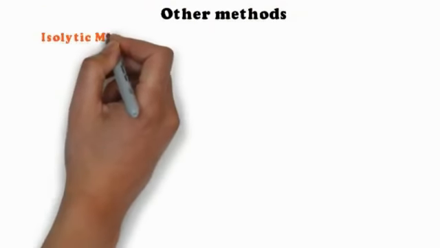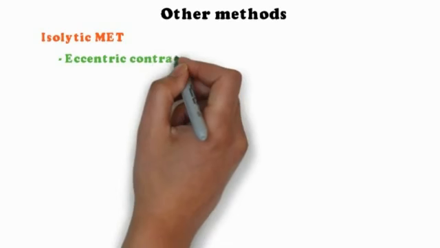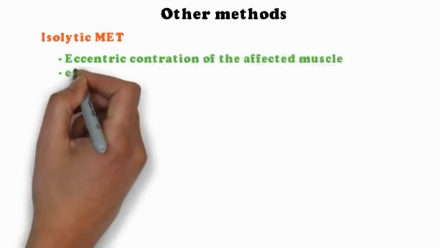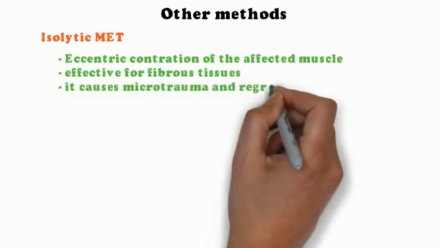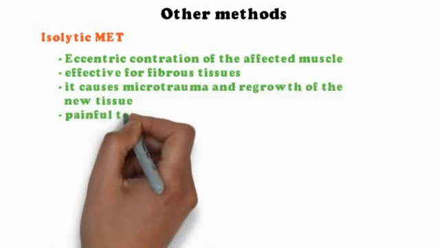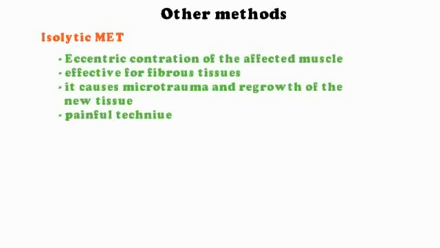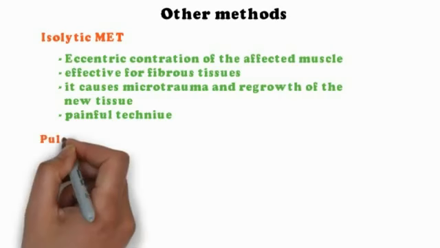Let's see about the other techniques: isolytic muscle energy technique and pulsed muscle energy technique. In the isolytic muscle energy technique, there will be an eccentric contraction of the affected muscle, which is effective for fibrous tissue. It can cause microtrauma and regrowth of new tissue, and it is a painful technique.